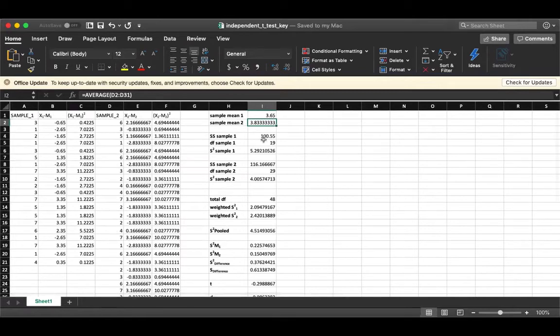And the next step is to calculate the sum of squares for sample 1. So do this as you've done before: subtract the mean of sample 1, which is in I1, and don't forget your $ sign, from every score in column A. Here's your formula.